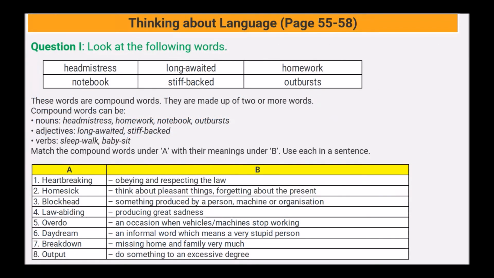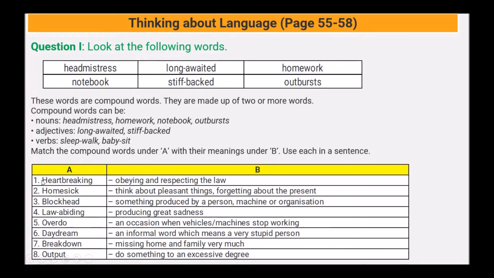Thinking about language, on pages 55 and 58. Look at the following words. These words are compound words. They are made up of two or more words. Compound words can be nouns such as mistress, homework, notebook, outburst; adjectives such as long-awaited, stiff-backed; verbs such as sleepwalk, babysit.